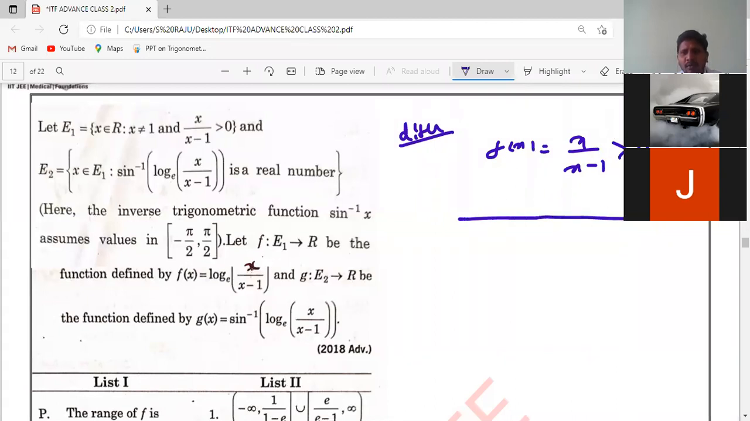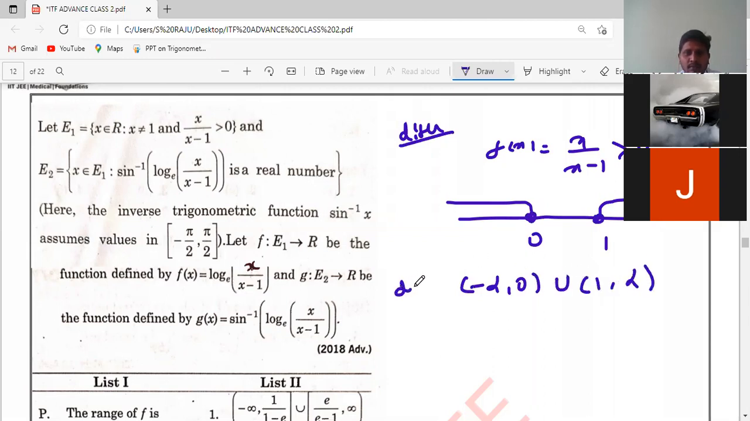Okay, for what value of x it will be greater than 0? X should not be 0. X should not be equal to 1. 0 and 1. So when x is more than 1 or x is lesser than 0: when x is lesser than 0, negative by negative, positive. X is greater than 1 means positive by positive, greater than 0. So minus infinity to 0, we cannot include 0, union 1 to infinity.